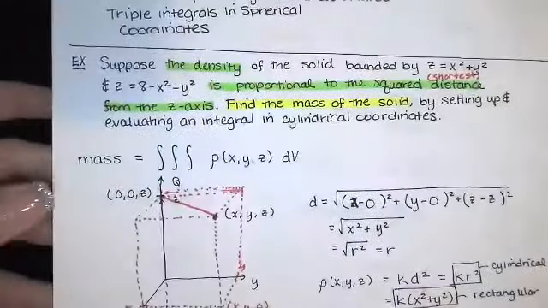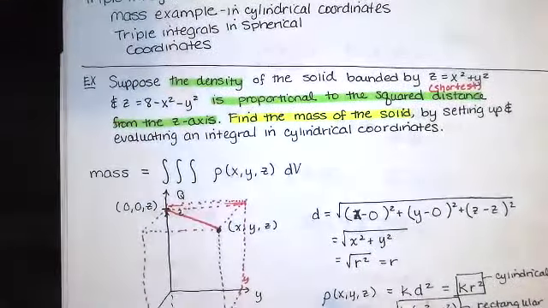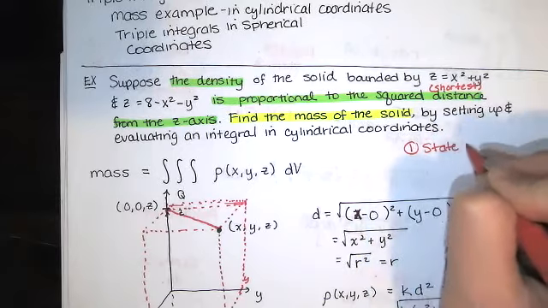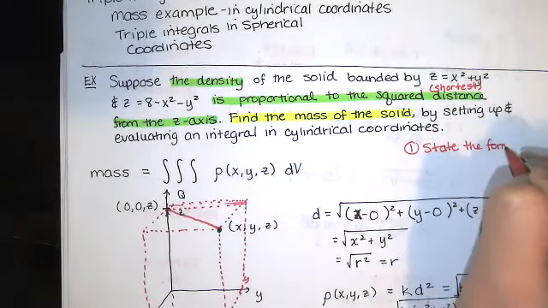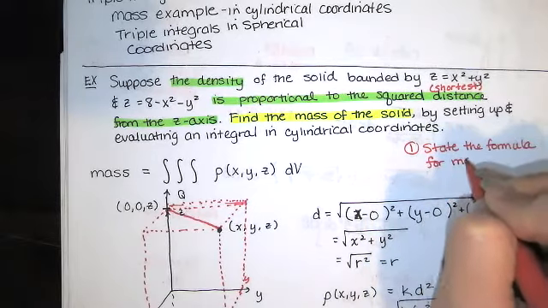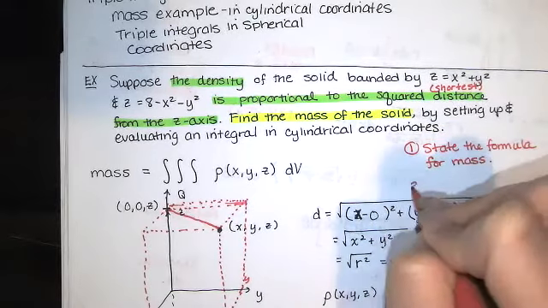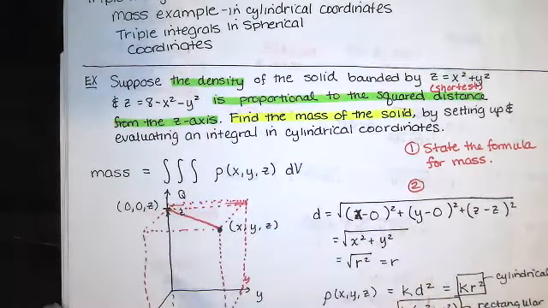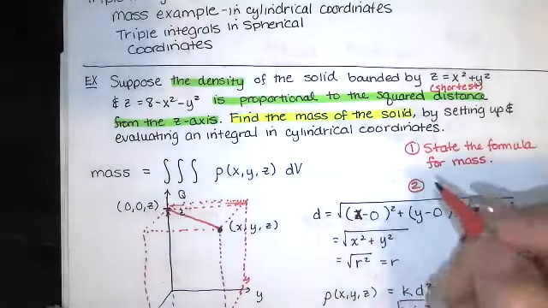Okay, so let's see. How did we set up this problem? The first thing we did was we wrote down our mass integral. So we state the formula for mass, because that's what we're asked for. And then we had to translate this English sentence, this green highlighted sentence, into a density function. So we use the given information to find the density function.